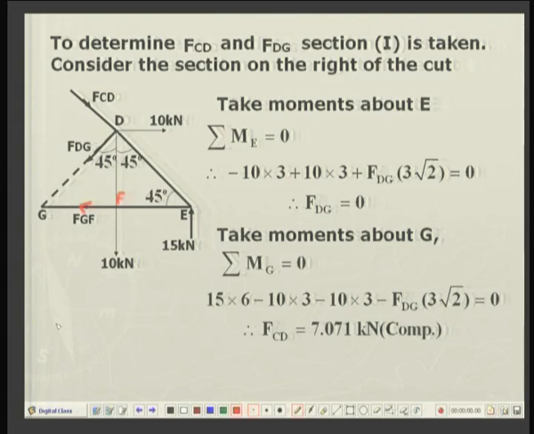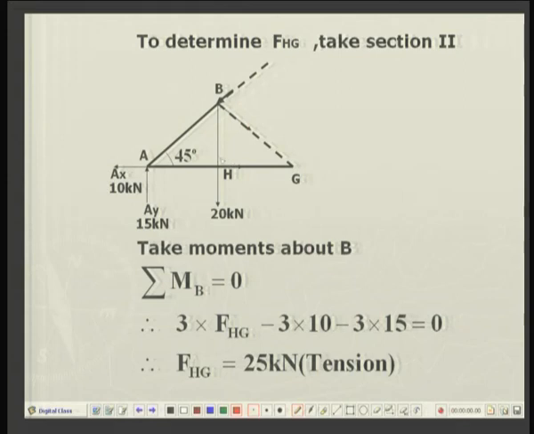This is exactly what we have done. That is, we have taken moment about point G. And so, it means in just 2 steps, that is taking moments about just 2 points E and G, I have solved for 2 of the 3 unknown members. So, it is very economical. Next, we want to determine the force in the HG member. Okay.